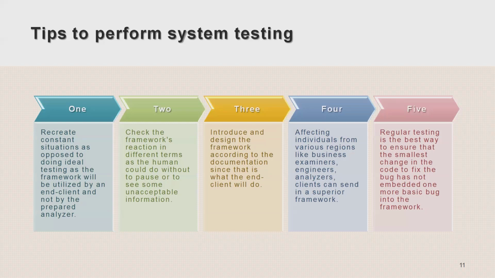And fifth, which is the final tip of system testing: regular testing is the best way to ensure that the smallest change in the code to fix a bug has not introduced one more bug into the system. So those are all the important tips we have for system testing.